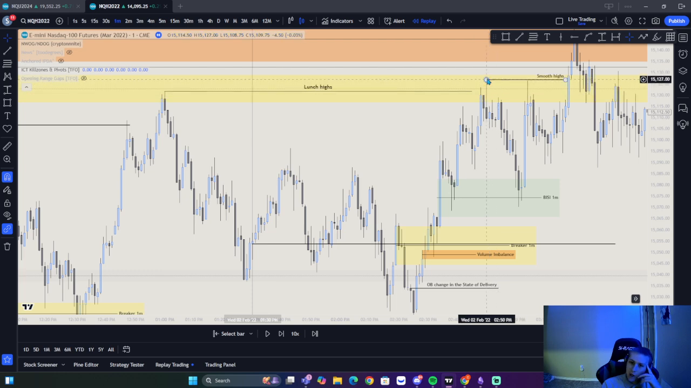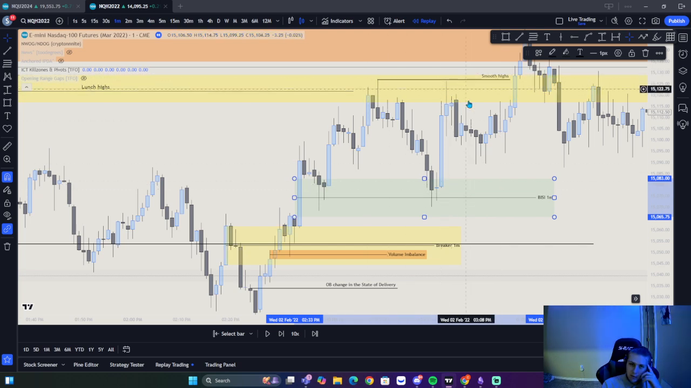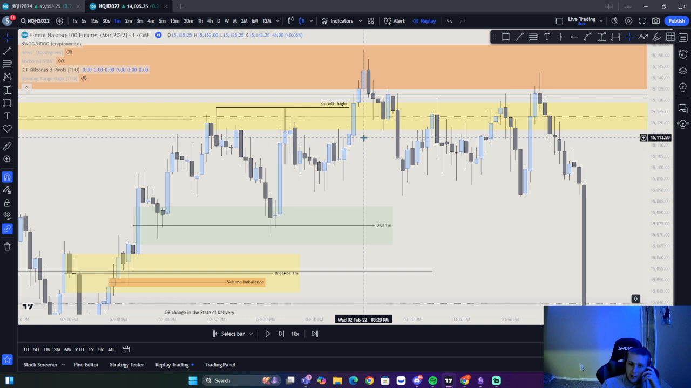Then what do we do here? We drop down into a discount. We drop down into this BISI on the 1 minute. Then we get displacement, generate smooth highs. This BISI gets engaged here. And then what are we doing?